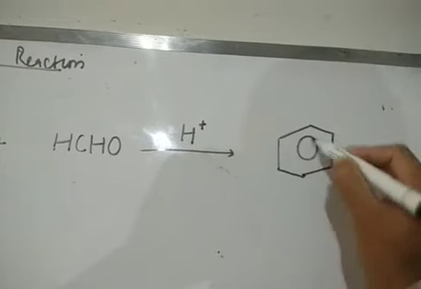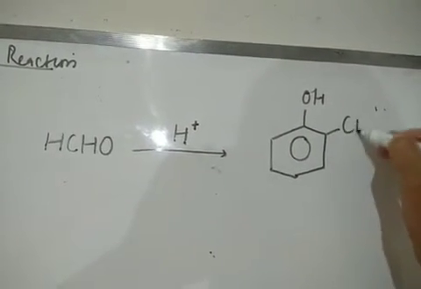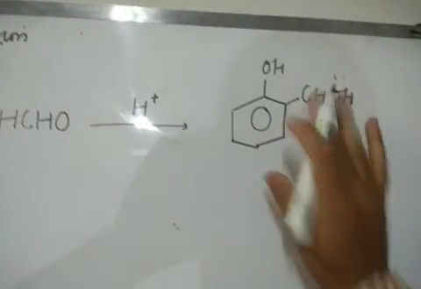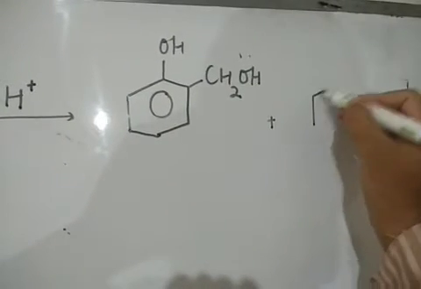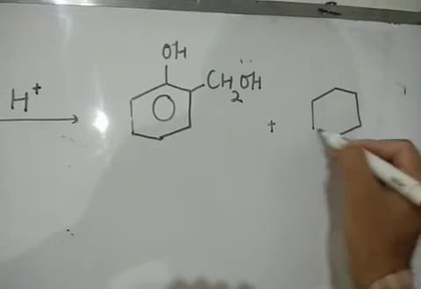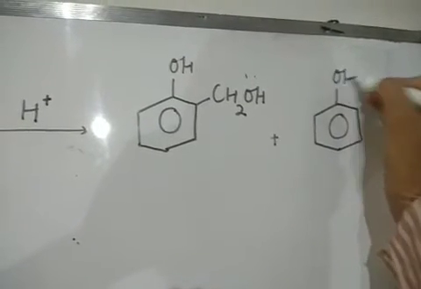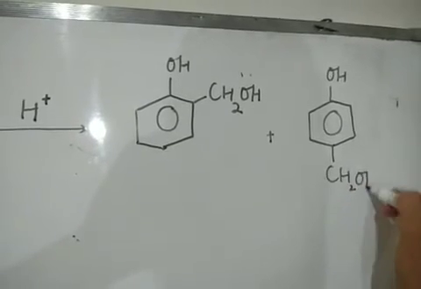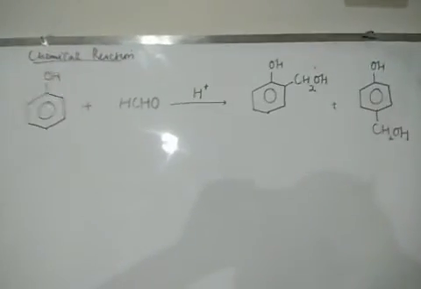Then you get the ortho hydroxymethyl derivative. You get this ortho product, and you can also get the para product, because an electrophilic substitution reaction takes place at the ortho and para positions. So you'll get OHCH2, and you'll get both types of products in the reaction in your beaker.